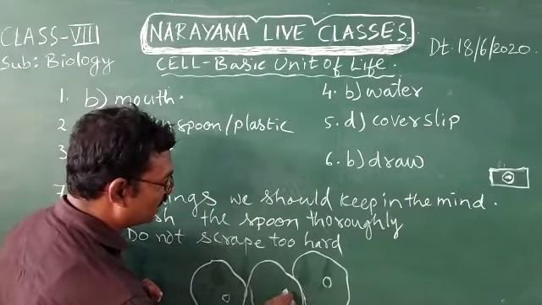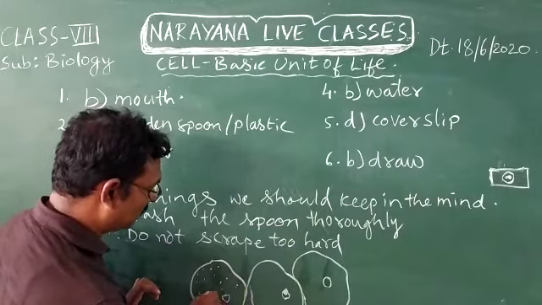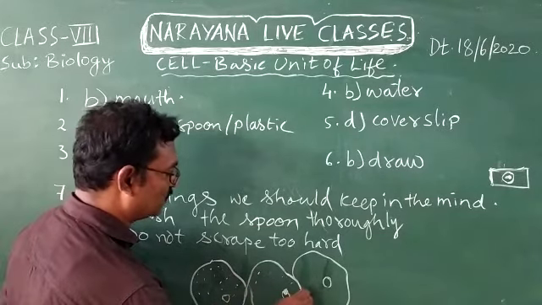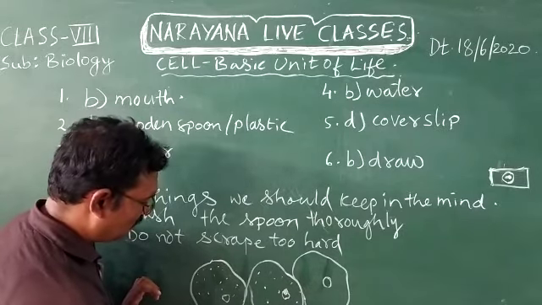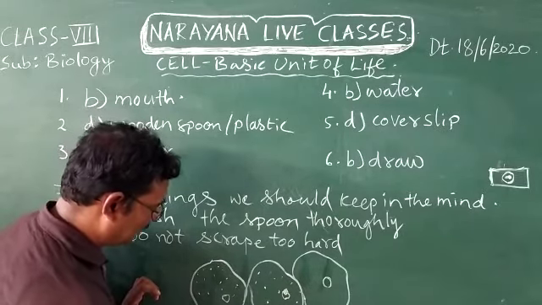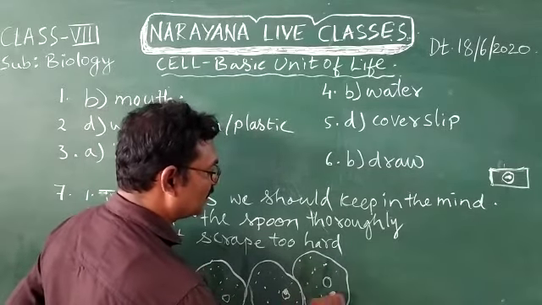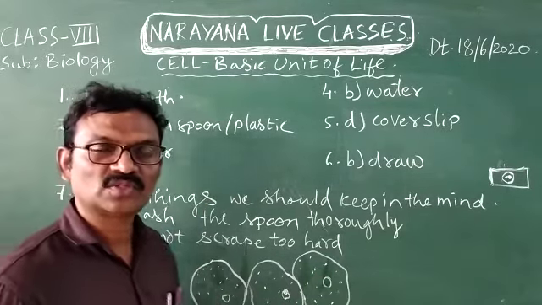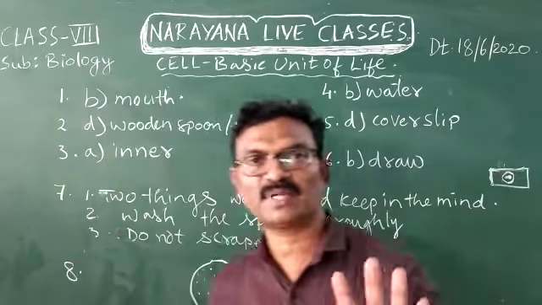A prominent nucleus is visible. Cytoplasm also visible. This is the structure we can observe in the cheek cells. So this is an easy diagram, my dear children. So this is the key for today's assignment.